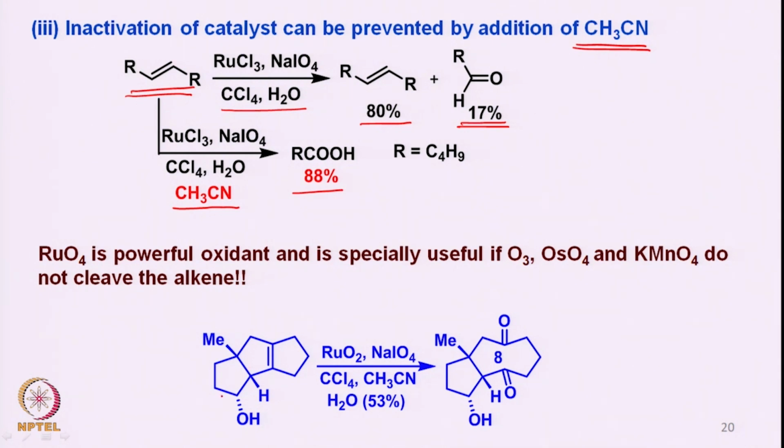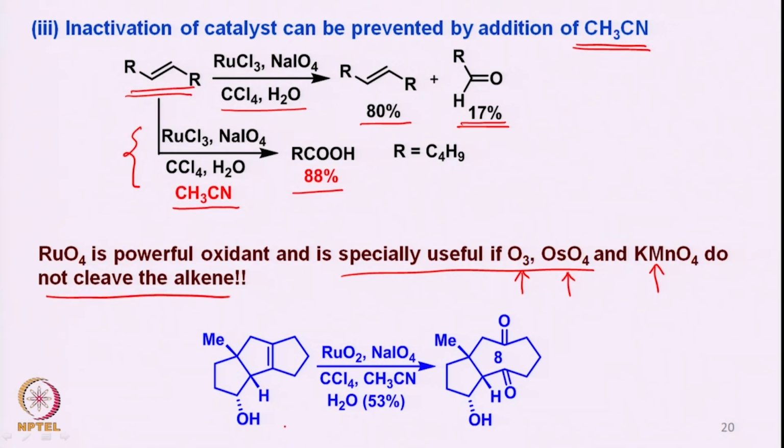So, the protocol which is now generally followed is this protocol, in which one takes ruthenium trichloride and sodium metaperiodate in a reagent solvent system such as CCl4, water and acetonitrile, and then the oxidative cleavage occurs. Now, ruthenium tetroxide is a powerful oxidant, and especially it is useful where, say for example, ozone, osmium tetroxide or KMnO4 type of reagents do not cleave the alkene.